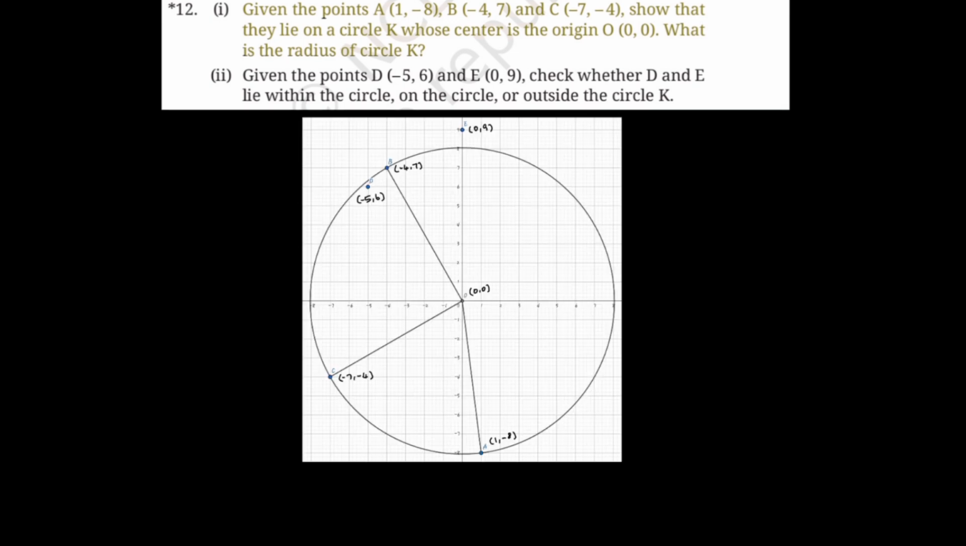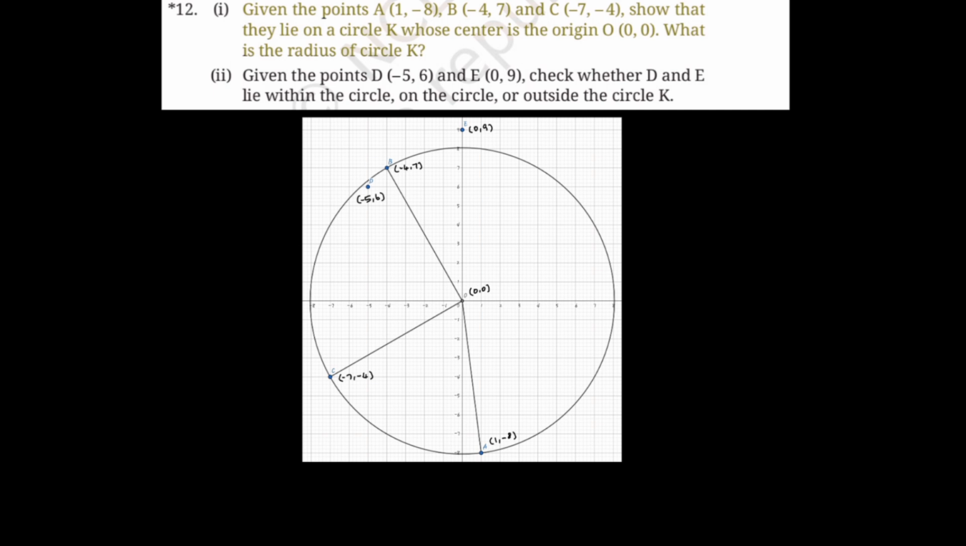What is the radius of the circle K? So we have to show that the points A, B, C lie on the same circle whose center is the origin, and find the radius of the circle K. Yes, in this diagram the coordinates of A, B, C lie on the circle. Actually, we have to prove that points A, B, C lie on the circle whose center is (0, 0), and we have to find out the radius of the circle.